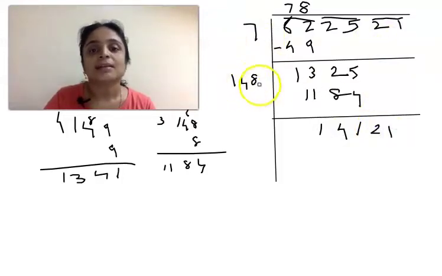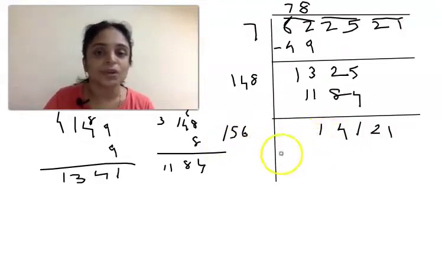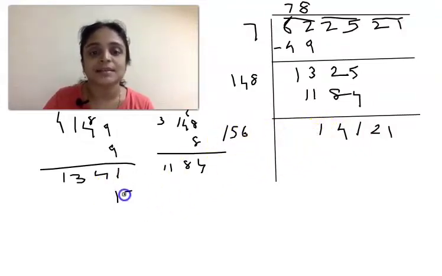Then adding this, 148 plus 8 is 156. Okay. Now we have to find a number a such that 156a into a is equal to or less than 14121. Let us see whether 9 is that number, because here last digit is 1 and this is 14. So 1 into 9 is 9, which is almost near to 14. So let us see whether that is the number. It may or may not be that number.